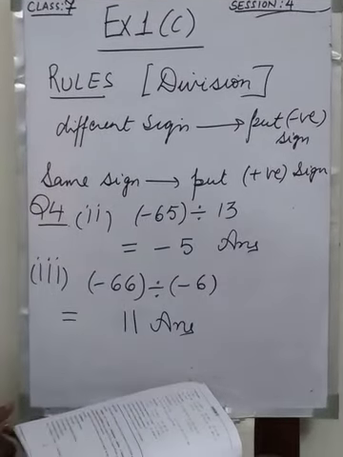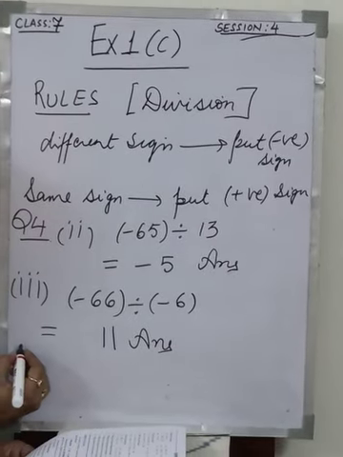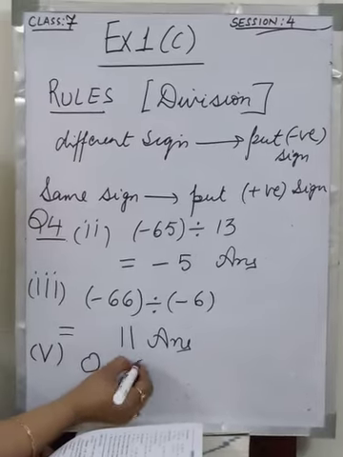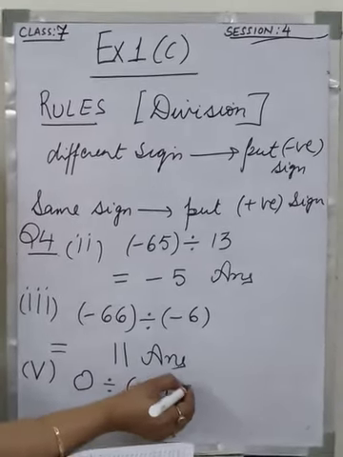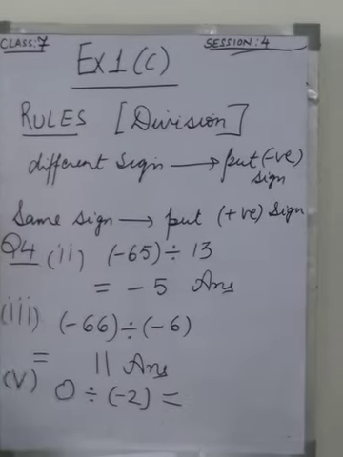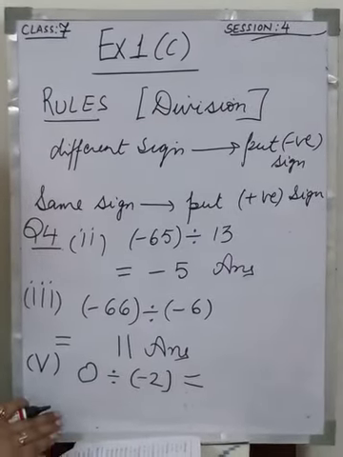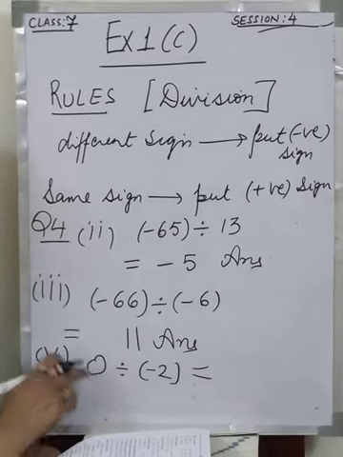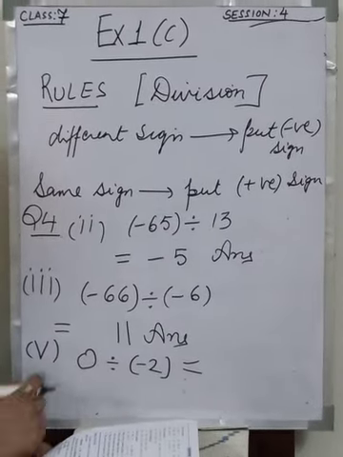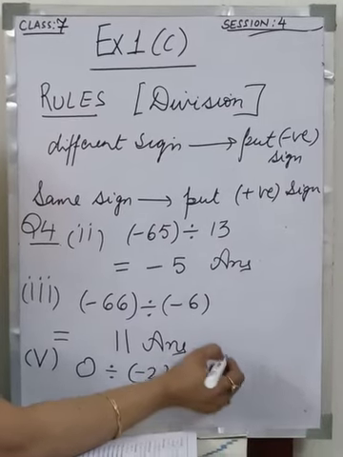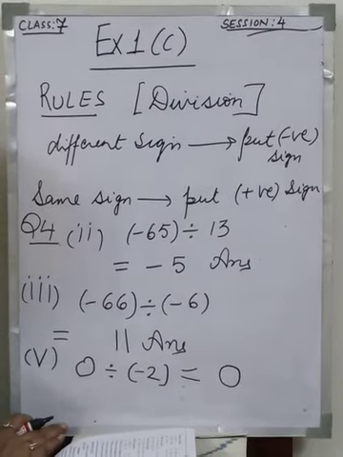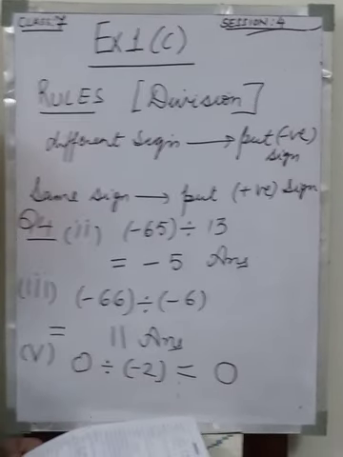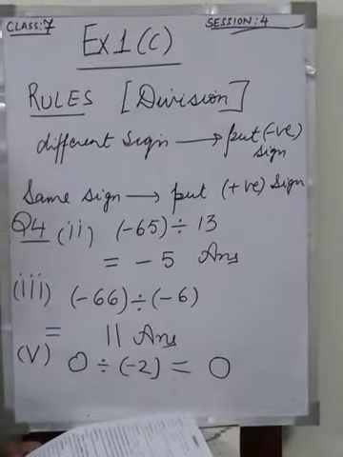I'll do one more part for you. That is the 5th part. 0 divided by minus 2. Remember student, 0 divided by any number other than 0. I am not saying 0 divided by 0. 0 divided by any number other than 0, the answer is always 0. And 0 has neither positive sign nor negative. Okay student? Then we come to question number 5.